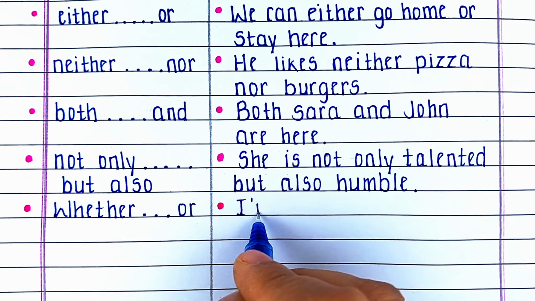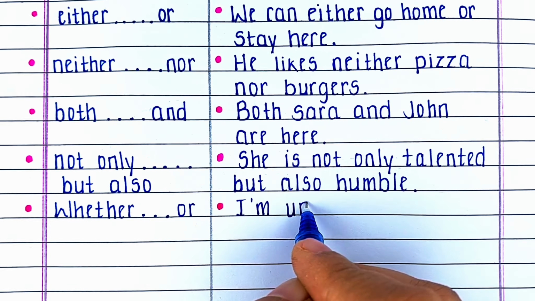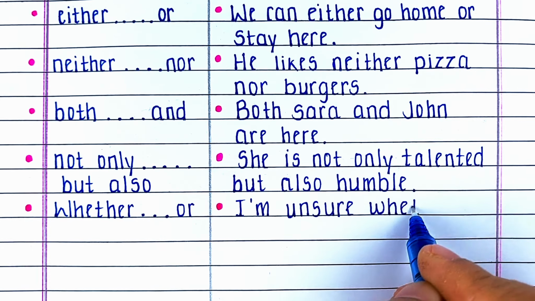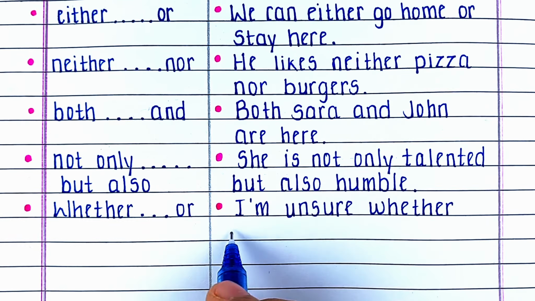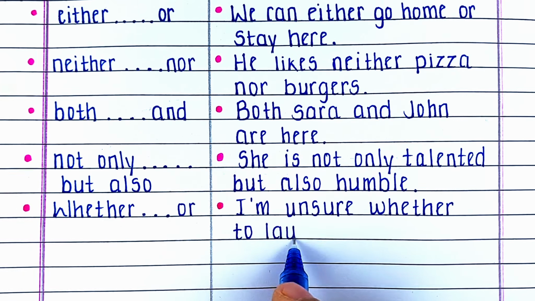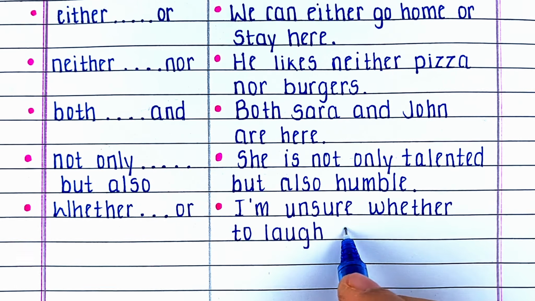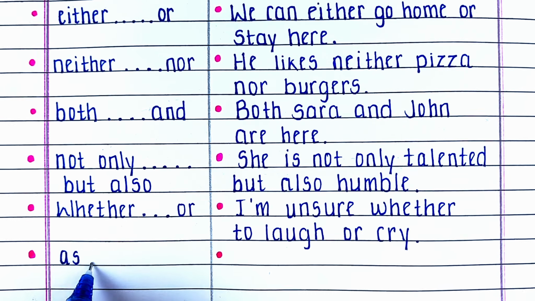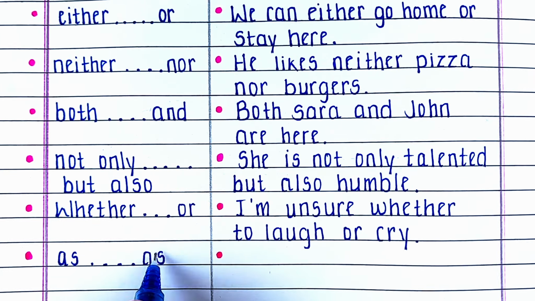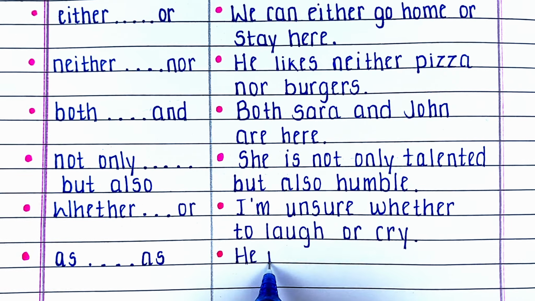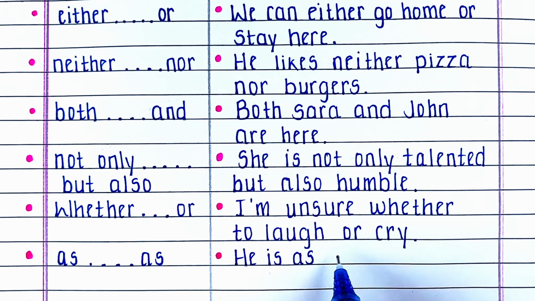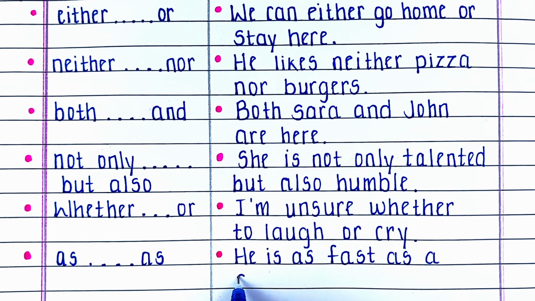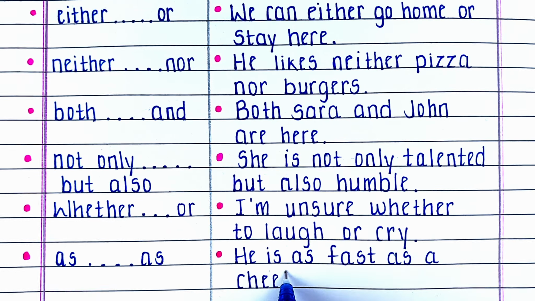Next, whether and or. Example: I am unsure whether to laugh or cry. Next is as and as. Example: He is as fast as a cheetah.